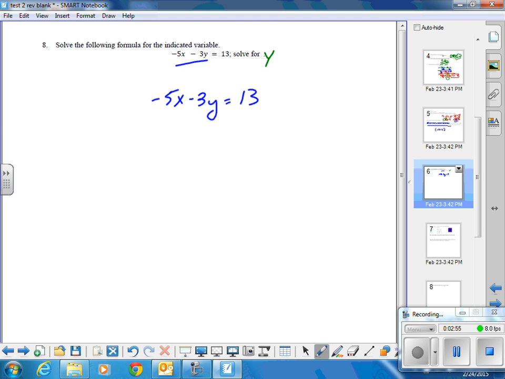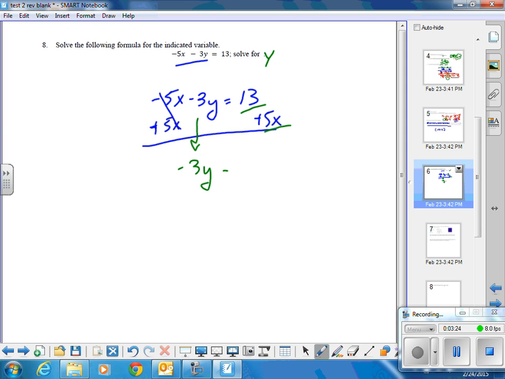Just like I did before, I add 5x, doing the opposite of what I see to get rid of it. I add it over here. Notice I wrote it a little to the side of the 13. Why? Because you cannot combine 13 and 5x. The 13 does not have an x. The 5x has an x. It has a variable term. They don't go together.